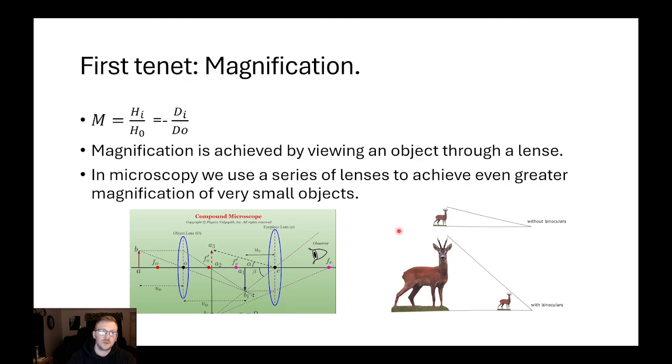One thing that we should remember though in magnification is that magnification is determined by the lenses that you are using. So you're limited by the lenses you have available and how those lenses are interacting with the light.